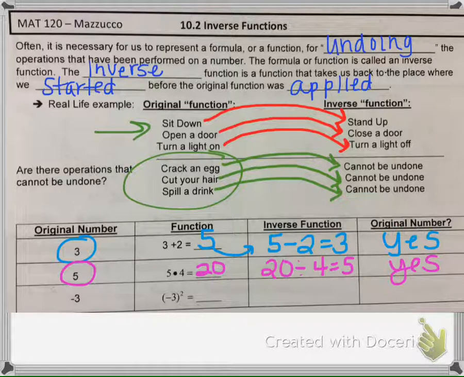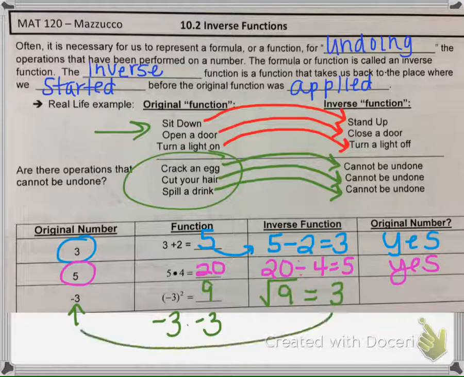Okay, let's try squaring a number. So if we take negative 3 to the second power, that's 9. But if our original number is negative 3, if we were to try square rooting 9, it does not get us back to our original number. So no. As you can see, for certain operations we have a way to return to the original number. It will have an inverse, whereas some functions do not have an inverse.